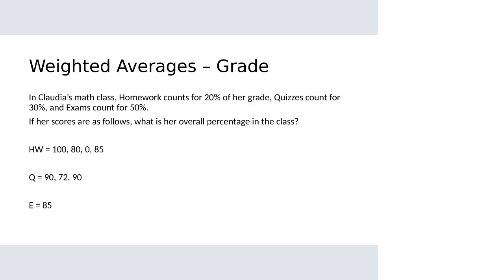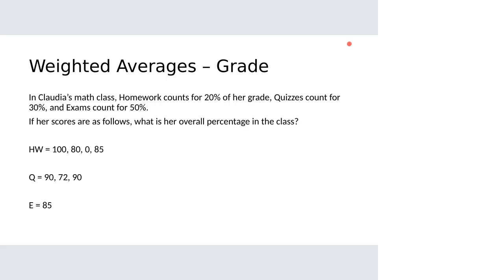Weighted averages. We looked at a couple of different ways to examine weighted averages. One of those was calculating a grade for a student where they might have homeworks, quizzes, and exams that all count for a different percentage. And so here in Claudia's math class, homework is 20%, quizzes are 30%, exams are 50%. If her scores are as follows, what's her overall percentage in the class? The first thing we do here is find the percentage for each of these categories. So we're going to find what is her homework average, what is her quiz average, what is her exam average.